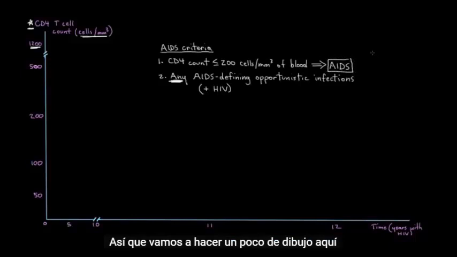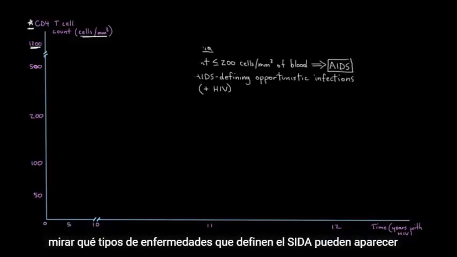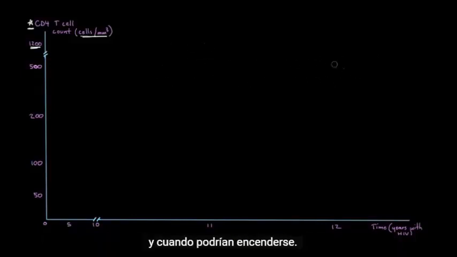So let's do some drawing here to look at what types of AIDS-defining illnesses can come on and when they might come on, because it's important to be on the lookout for signs and symptoms of these conditions, because they can be really dangerous to your health.